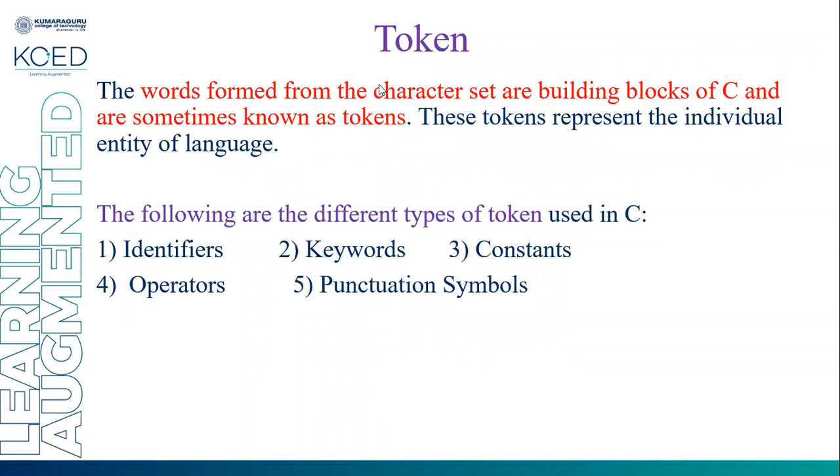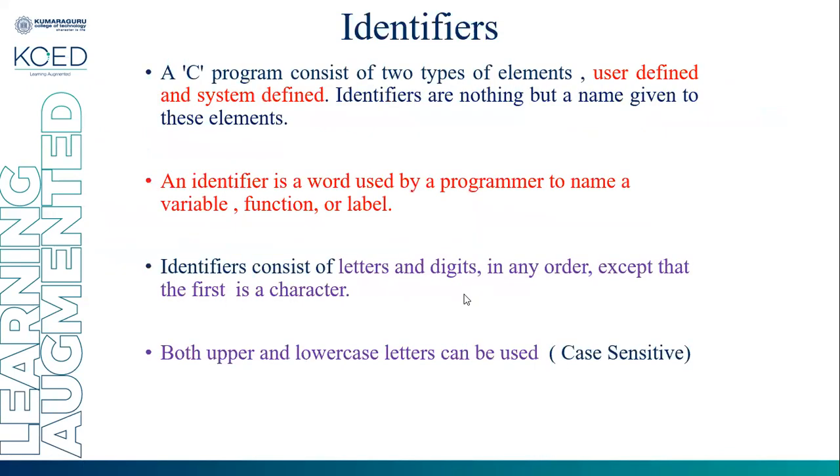Now we have to discuss tokens. So what is a token? The words formed from the character set are the building blocks of C and are sometimes known as tokens. These tokens represent the individual entities of the language. The following are the different types of tokens used in C: identifiers, keywords, constants, operators, and punctuation symbols.